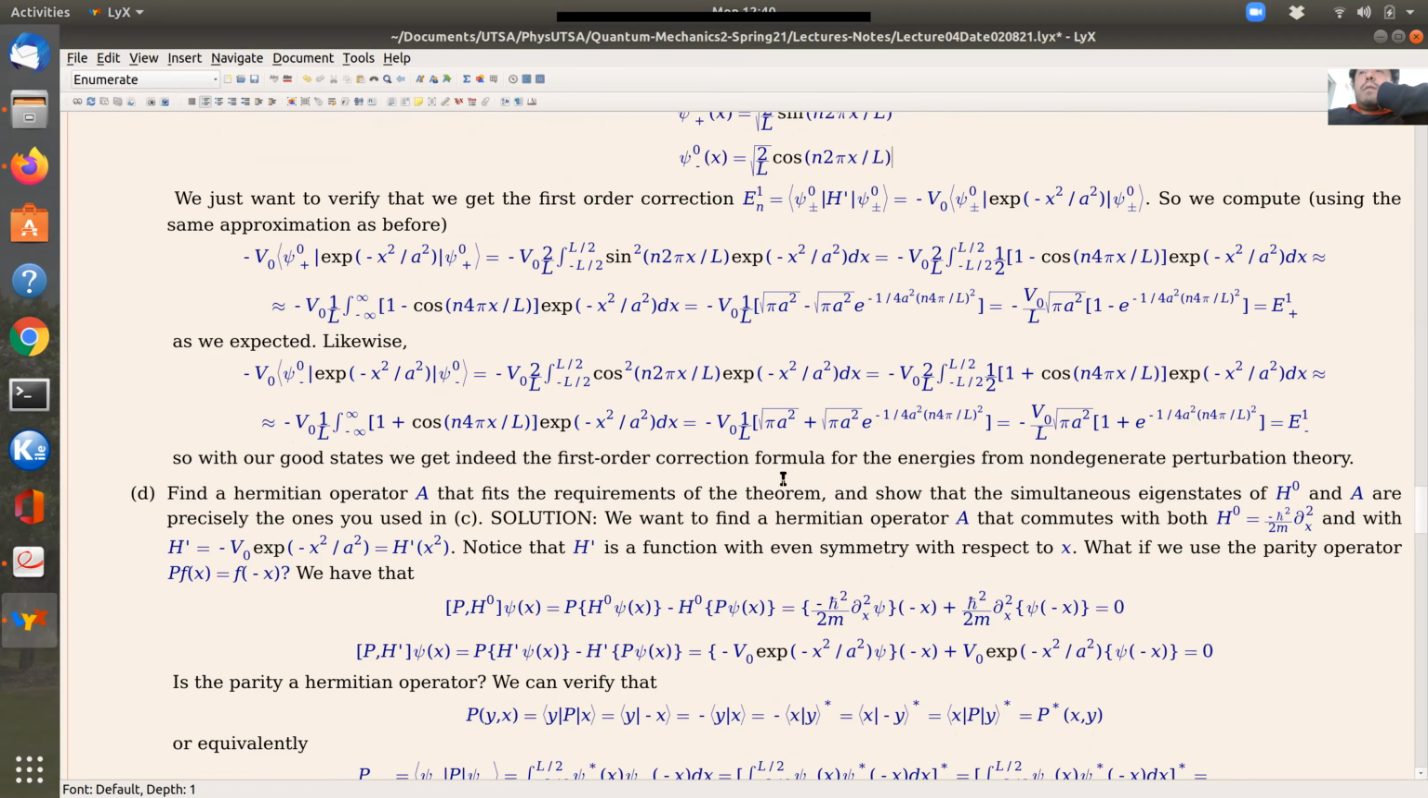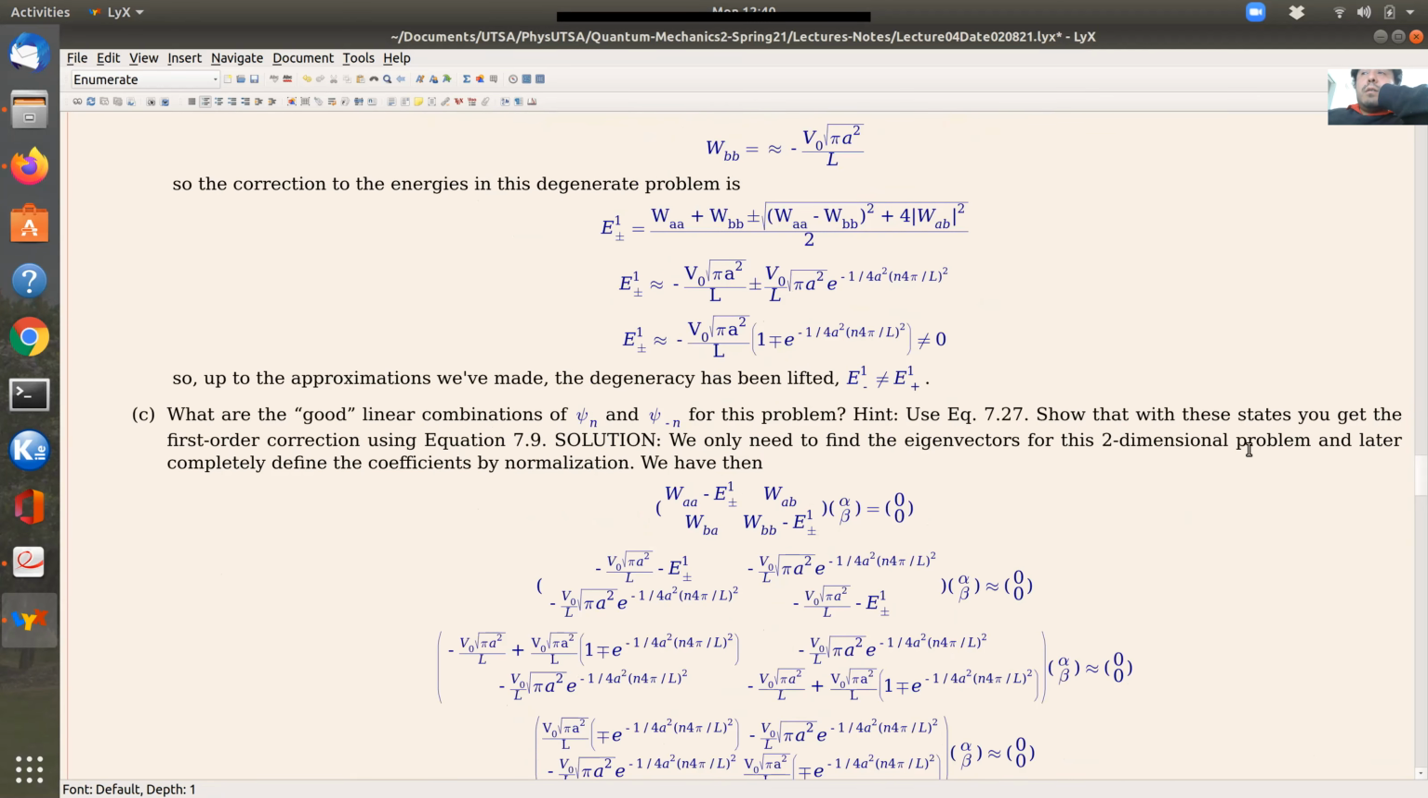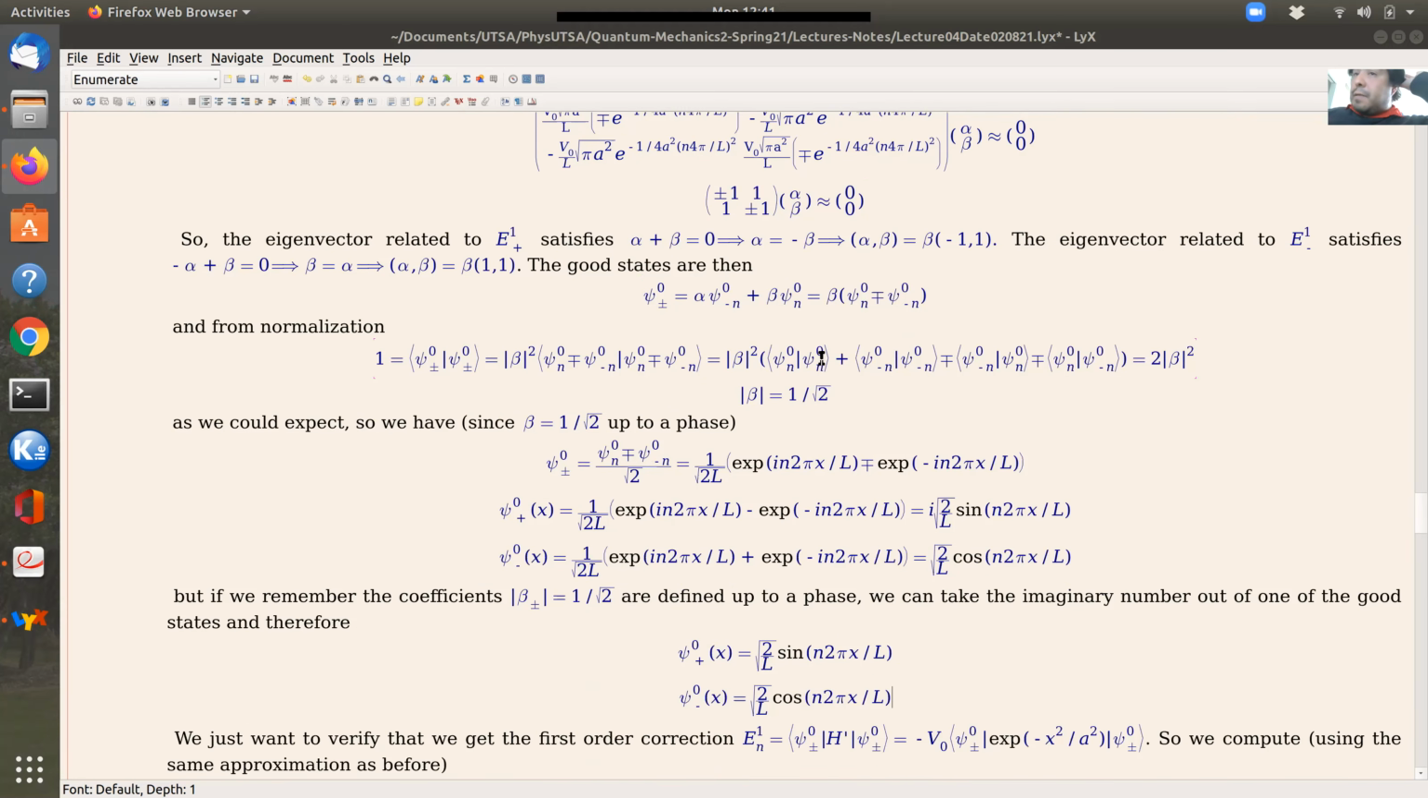So the different thing, because this was an indication in the exercise, right? I think: show that with these states you get the first order correction using equation 7.9. If you wonder what was equation 7.9 in the Griffiths, it's actually the equation of the first order correction to the energies in the non-degenerate case. You can check it in your Griffiths book. I just included it for reference. So this is just a sanity check for this exercise.